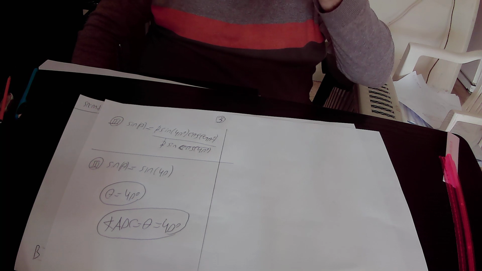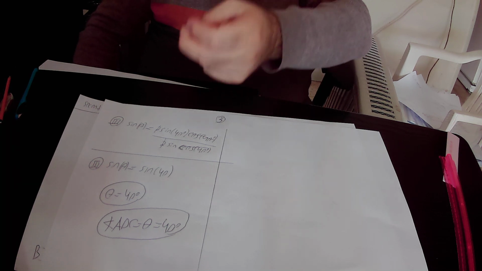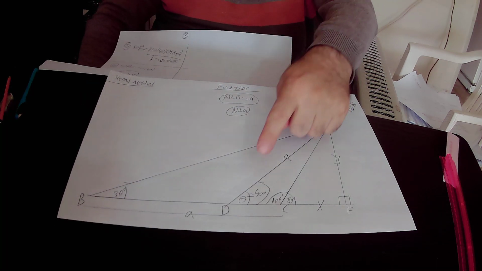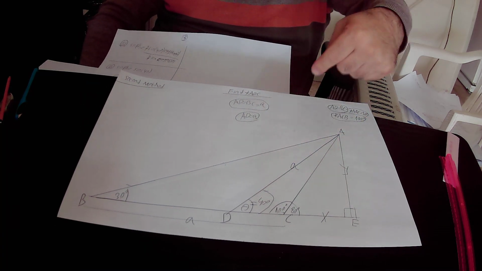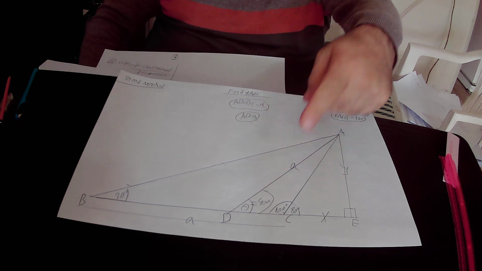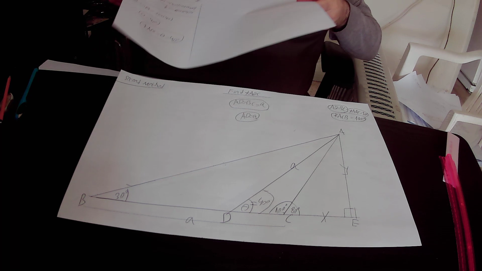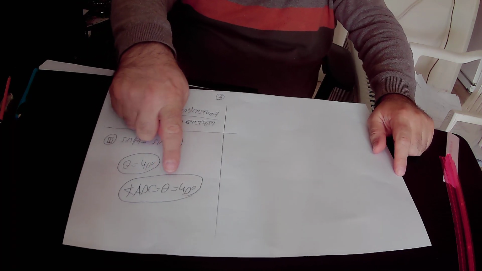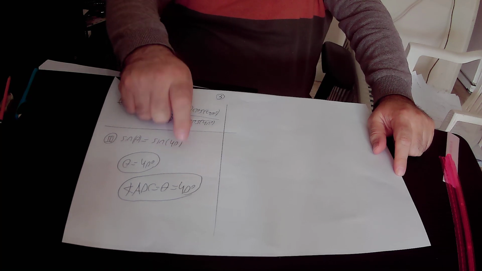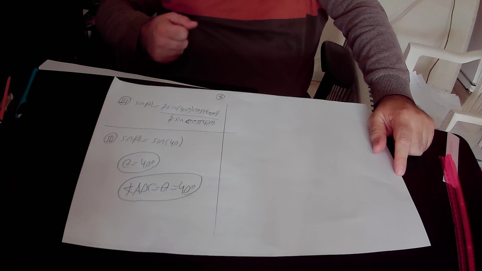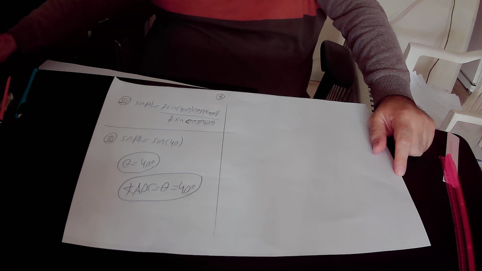Sine theta equals sine 40 degrees means that theta equals 40 degrees. So we found that theta equals 40 degrees, so the angle that we are looking for, angle ADC, equals theta, and theta equals 40 degrees. Therefore, we found that in both methods, the angle that we are looking for, angle ADC, equals 40 degrees. Okay? Thank you very much.